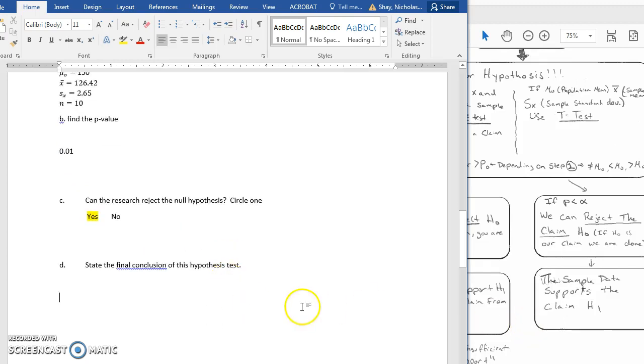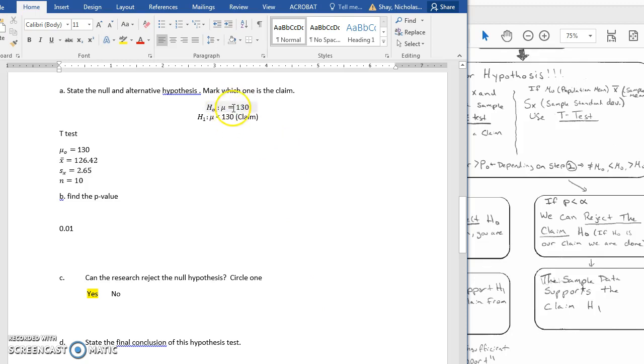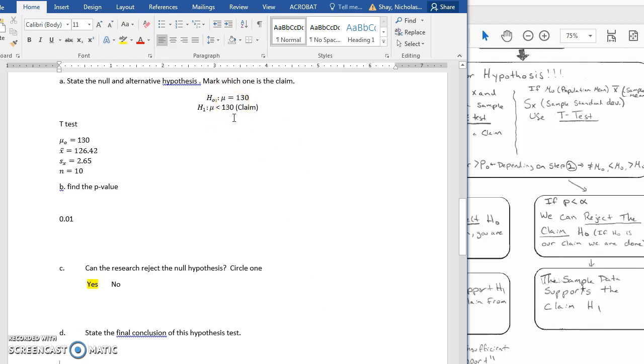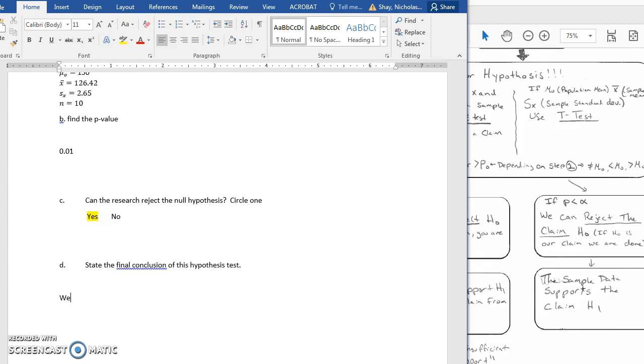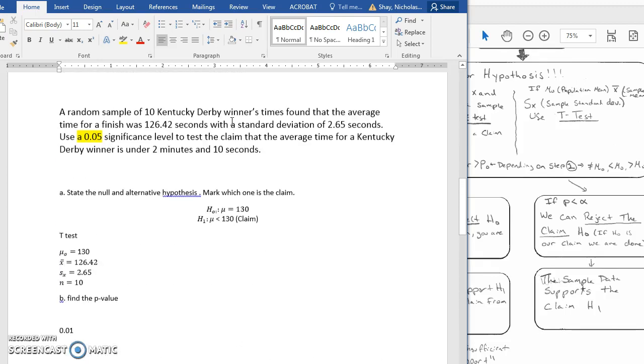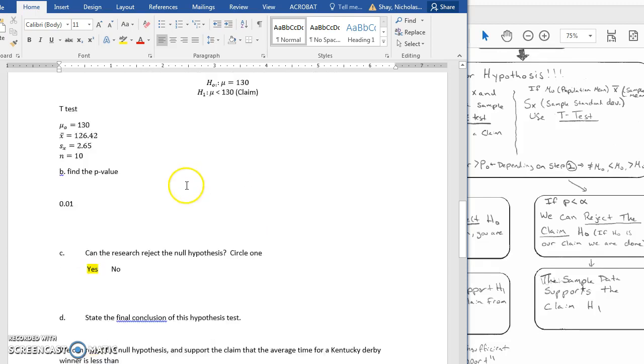Again, to state the final conclusion, we need to decide whether H0 or H1 is our claim. Since H1 is our claim, we are going to use the word support. So we will say we can reject the null and support the claim that the average time for a Kentucky Derby winner is less than 130 seconds, you could say, or the original claim. You could use this 130 seconds, or we could say 2 minutes and 10 seconds.